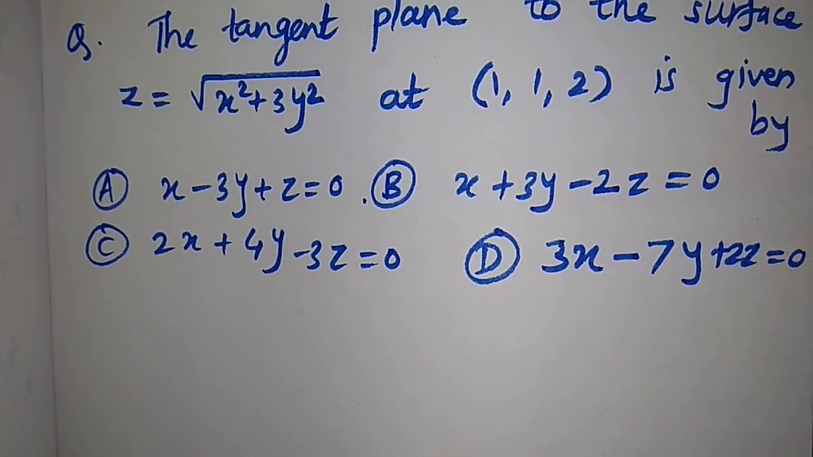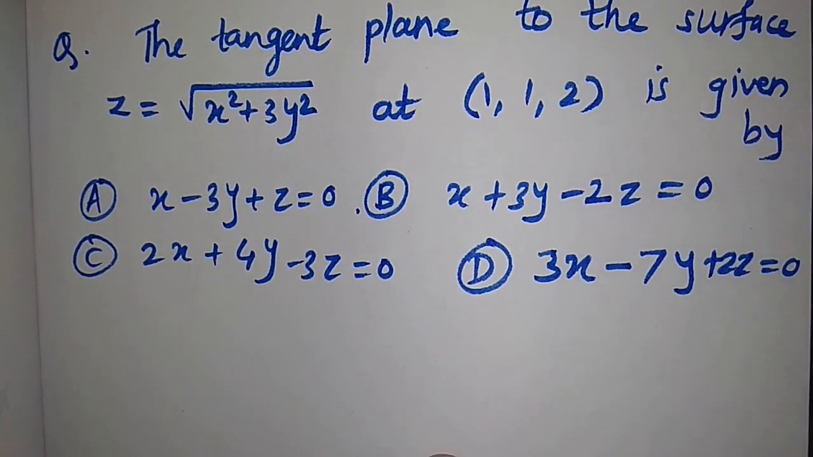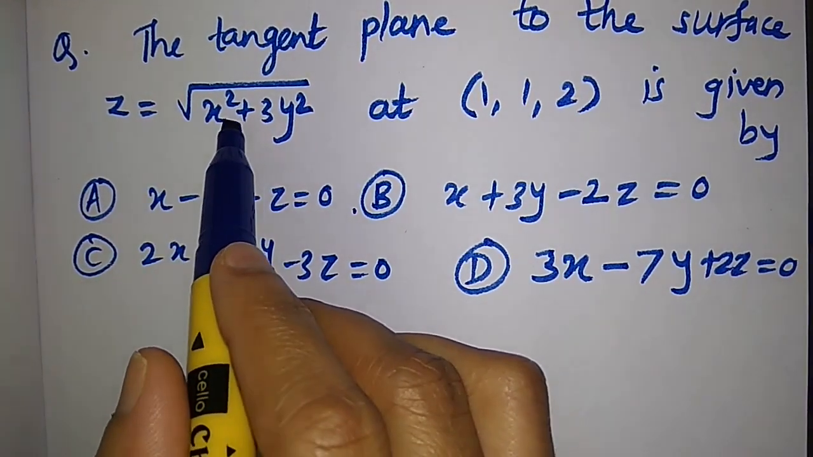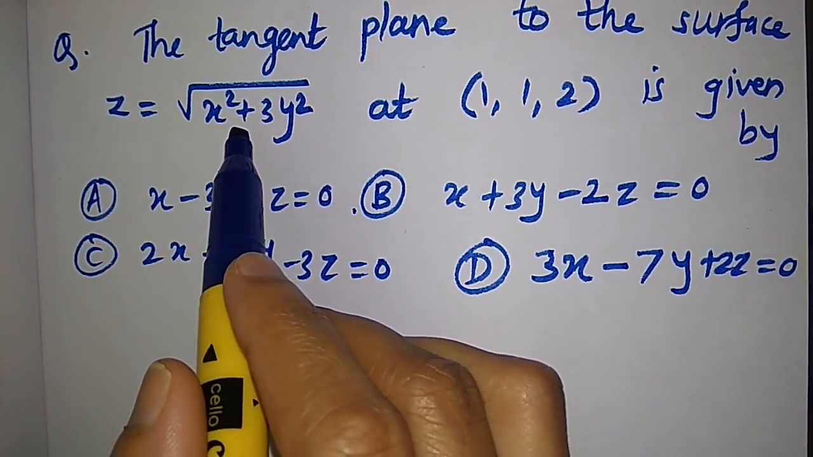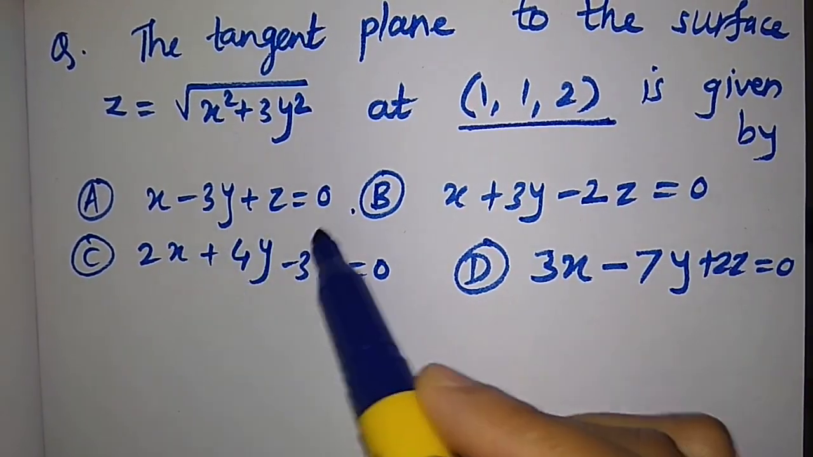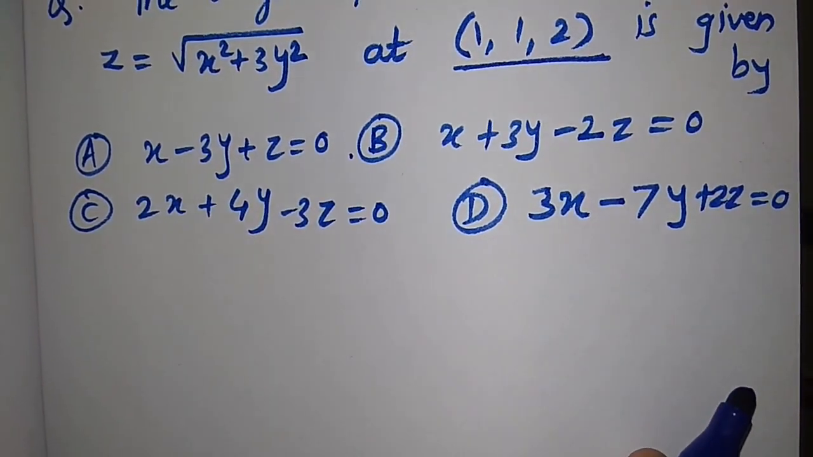Now let us solve another question. The question is, we have to find out the tangent plane to the surface z is equal to square root of x square plus 3y square at the point (1, 1, 2). So these are the 4 options. Let us find out the tangent plane.